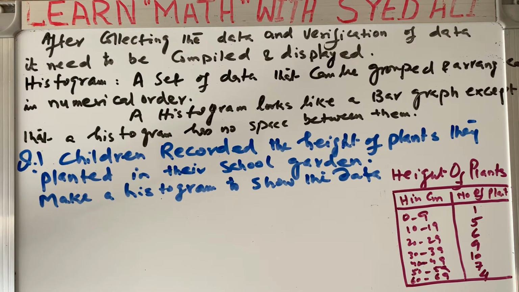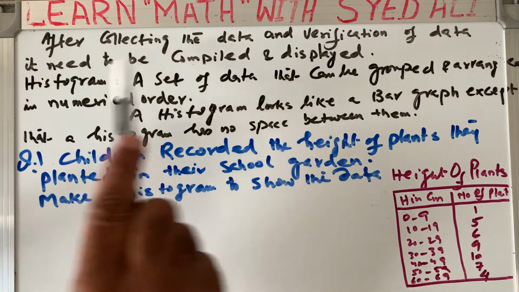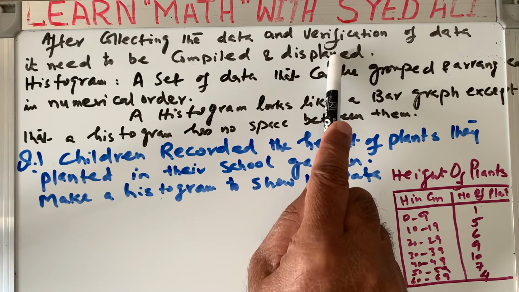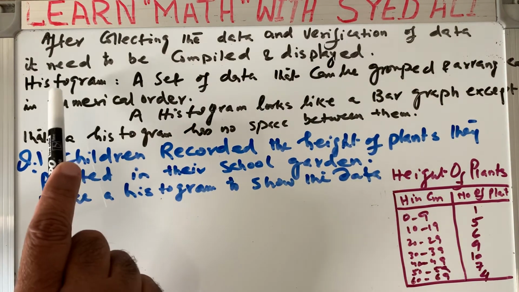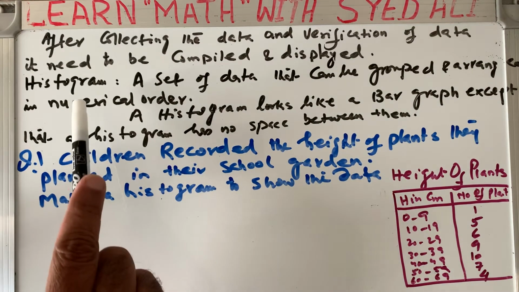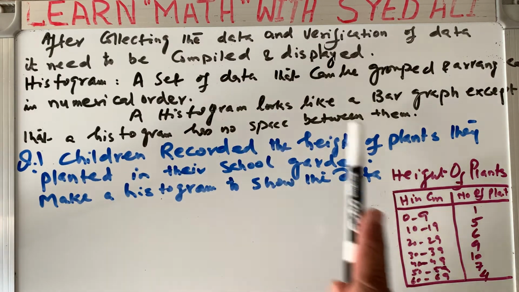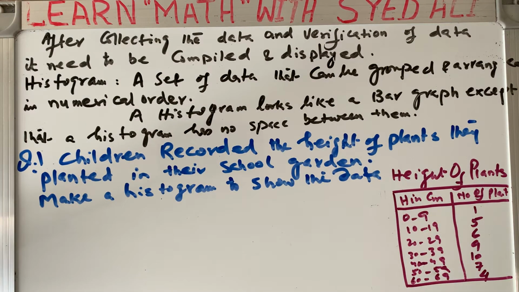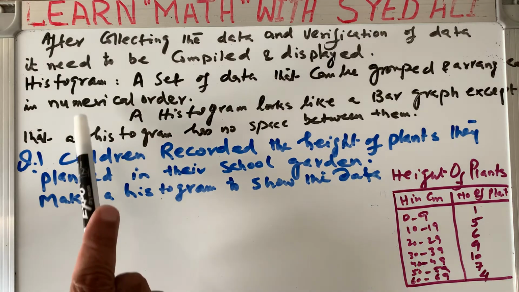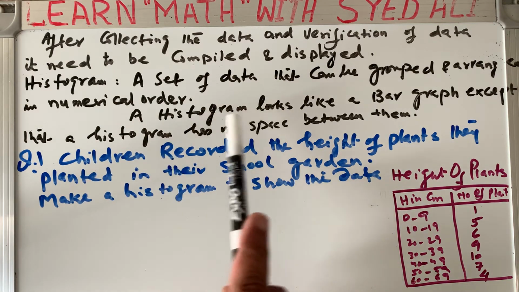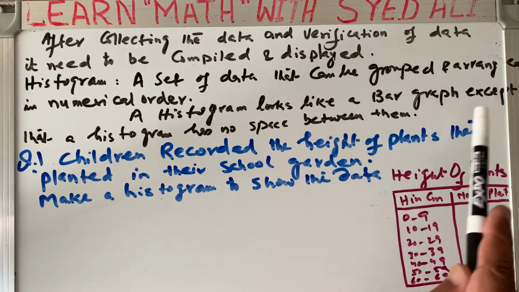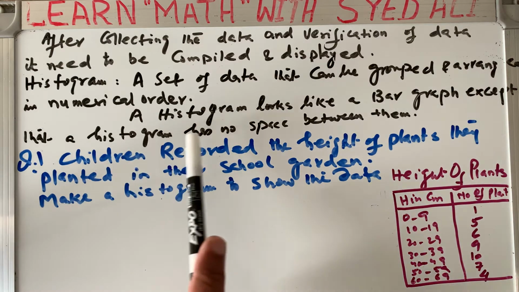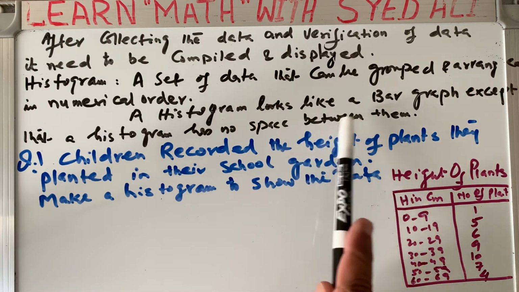So continuing our topic of data management, we know that after collecting the data and verification of the data, it needs to be compiled and displayed. And we also learned in the previous lectures that a histogram is a set of data that can be grouped and arranged in numerical order. A histogram looks like a bar graph, except that a histogram has no space between them.